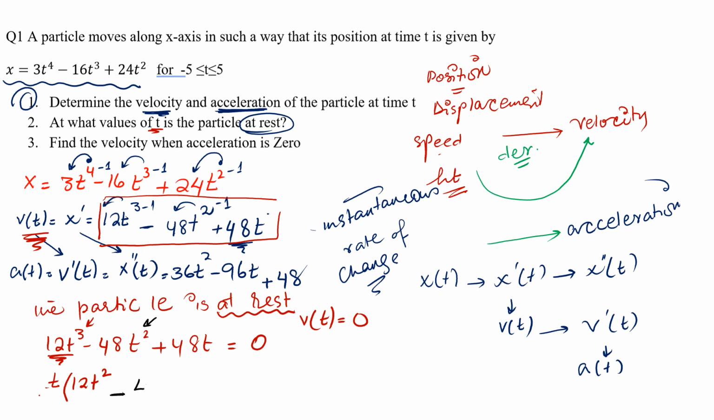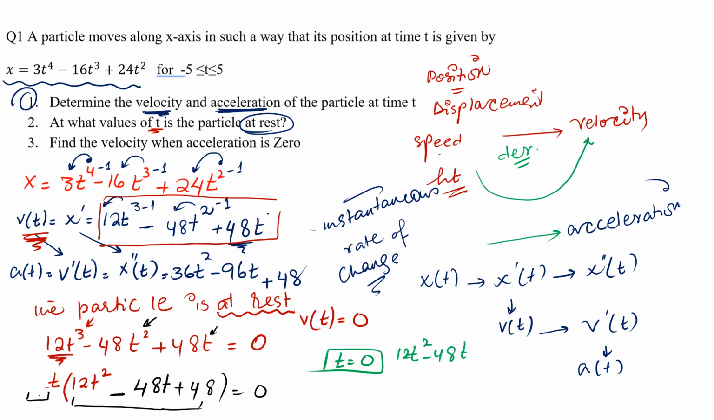So you will be left with 48t. Now this t is outside. What is left? Plus 48 equals 0. Now of course this factor equals 0 and the other quadratic factor is also equal to 0. So we can write it over here as t equals 0. So one factor is t, and the other factor is 12t squared minus 48t plus 48 equals 0.